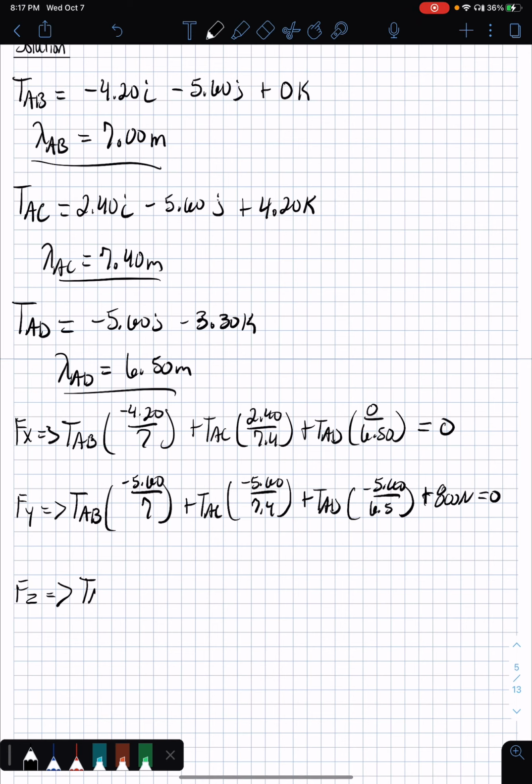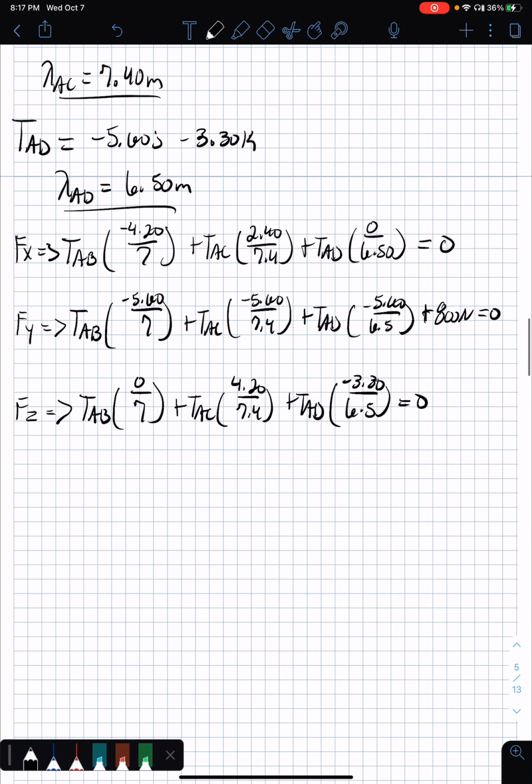Go ahead and do everything in the Z. Start off at AB again, stay consistent, this will help you for your matrix. In the Z direction on the AB, we have nothing going on there, so 0 over 7, plus tension AC, which will be 4.20 over 7.4, and tension AD, which is a negative 3.30 over 6.5, is equal to 0.